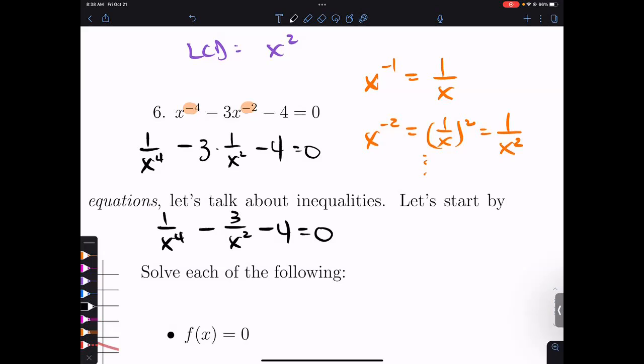X to the 4th, right? Because you've got to go up to the bigger one. So the LCD would be x to the 4th. If you multiply everybody by x to the 4th, all of the fraction stuff goes away. X can't be 0 because you've got factors of x in the denominator. But multiply by x to the 4th, all the fractions go away, and then work through solving that.